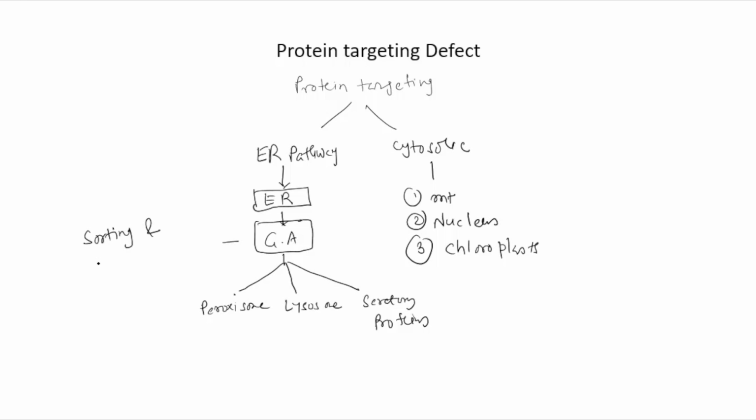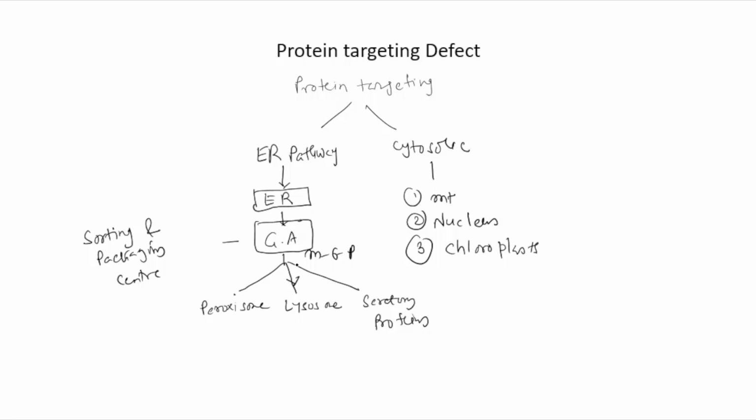Now this Golgi apparatus is, as you know, the sorting and packaging center of the cell. The Golgi apparatus does this job by identifying certain sorting signals present in the proteins. For lysosomes, the sorting signal which is attached at the Golgi apparatus by some enzyme is mannose 6-phosphate. So what if the enzyme that adds mannose 6-phosphate becomes defective?